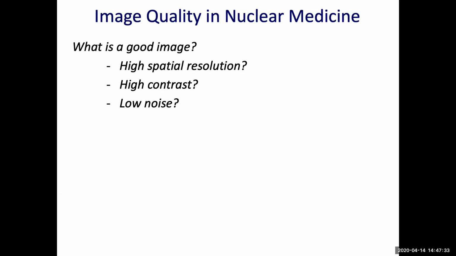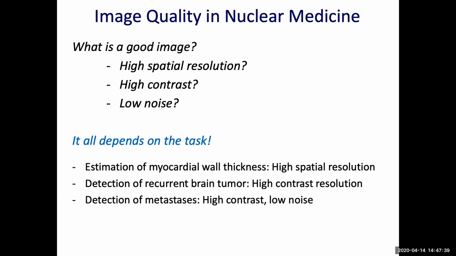So we will get a different answer. It depends on different radiologists or nuclear medicine physicians. So I will answer this question by saying that it all depends on the task you want to perform. For example, for estimation of myocardial wall thickness, you need high spatial resolution. You need to see the thickness of that, so you need to see the anatomy. For detection of recurrent brain tumor, you need high contrast resolution. If you need to detect metastasis, you need high contrast and you need low noise. So it depends what kind of task you are performing. You prefer, okay, for this particular image, I need a high contrast image, or I need a high resolution image, depending on the task you are performing. Okay, am I right?